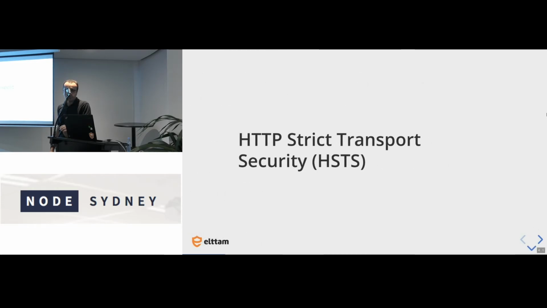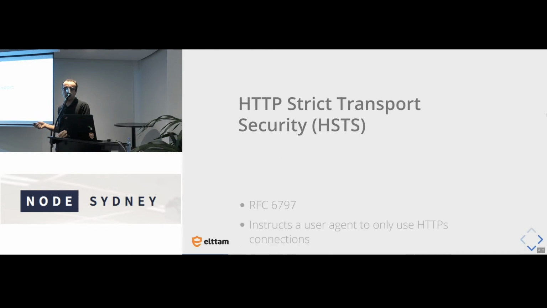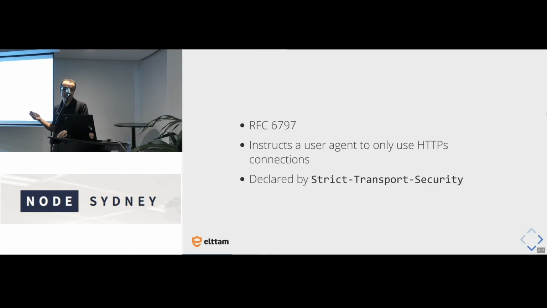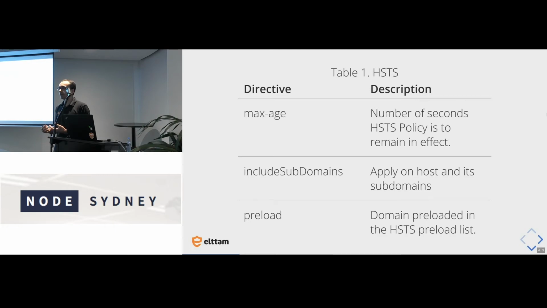Now, HSTS, does anyone know what this one is? It's the easiest of all. It's pretty easy. It's defined in RFC 6797. Now we're going to go to the RFC and read it through. No? It effectively instructs a user agent, in our case a browser, to only use HTTPS. It's declared by a Strict-Transport-Security header, and there are a number of directives related to that.